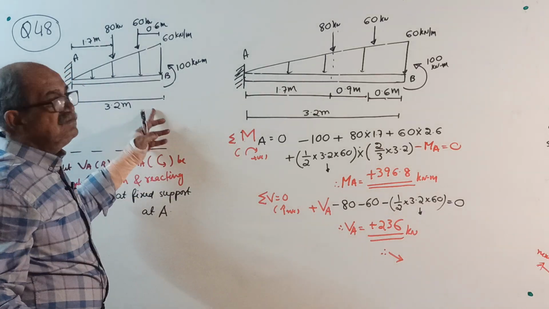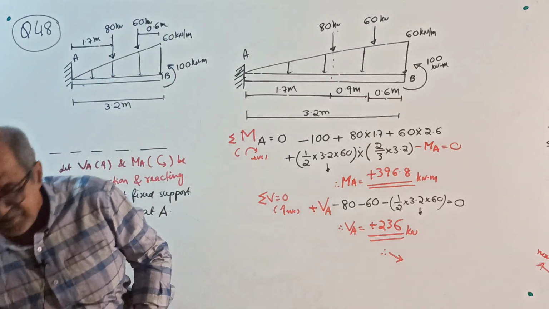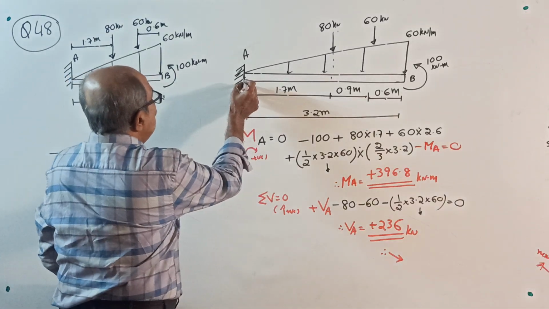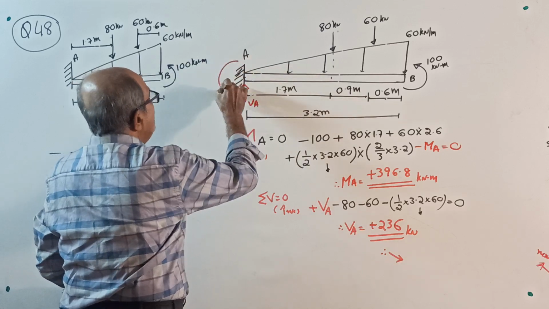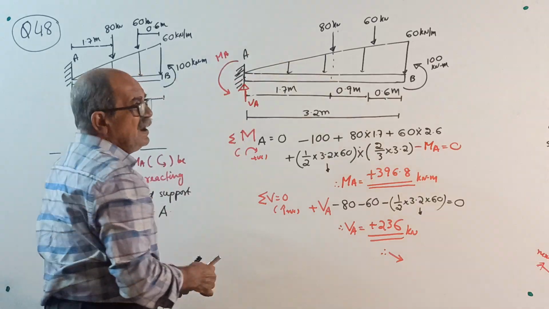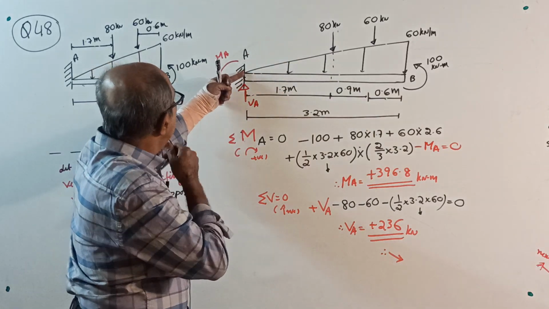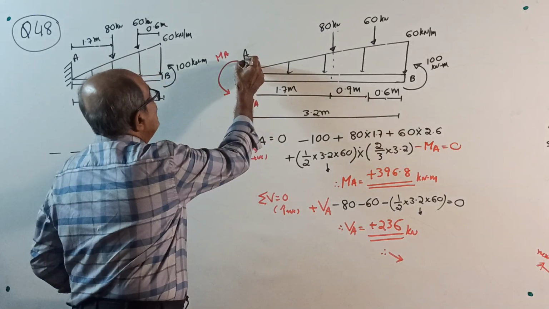Usual statement you write. Okay, then start. First, before that you have to mark the reaction. We are assuming VA upward. This I explained earlier. If any confusion is there, take it this way. Later you can make out. Okay, take moment about A. Be careful, moment about A. Finger should be at A.